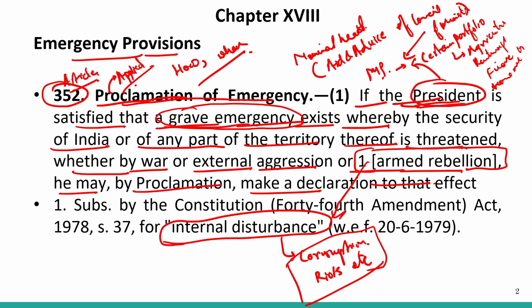But the grounds that have been clearly mentioned are whether by war, external aggression, or armed rebellion, which has been considered to be internal disturbances.